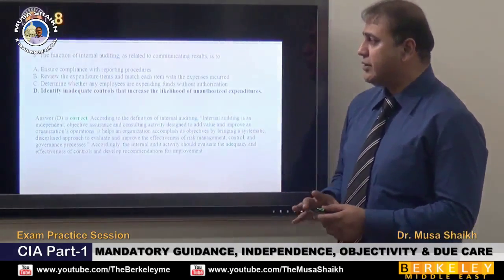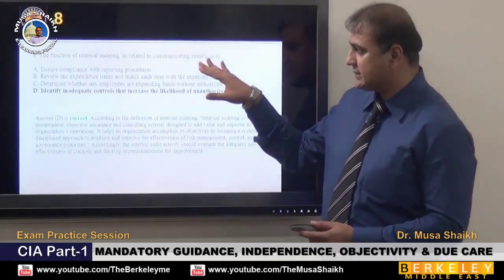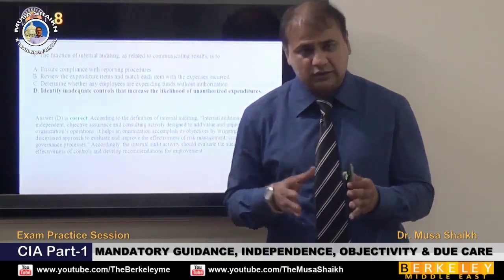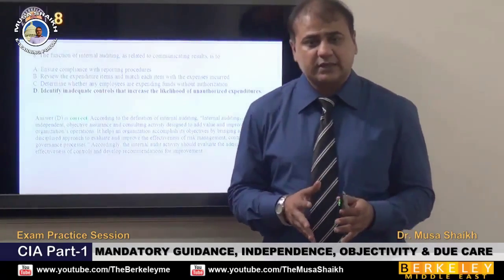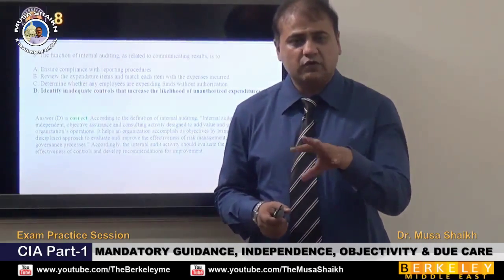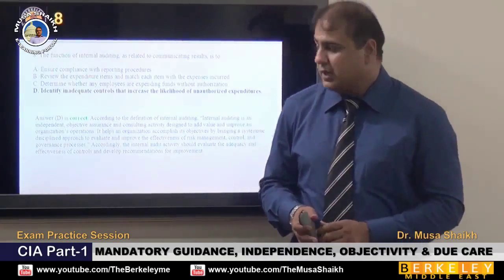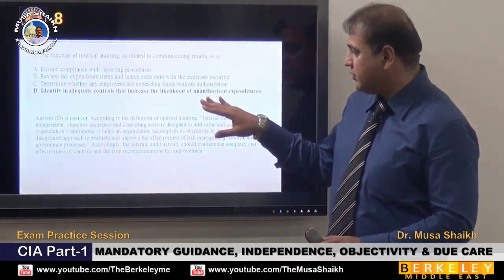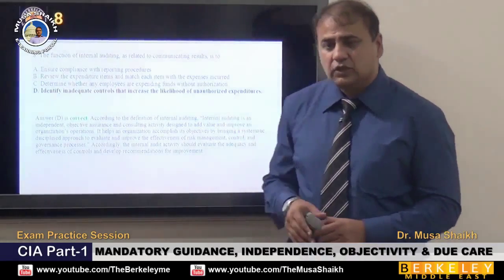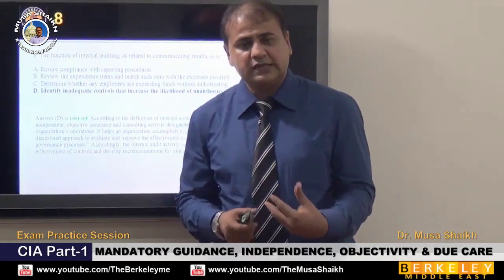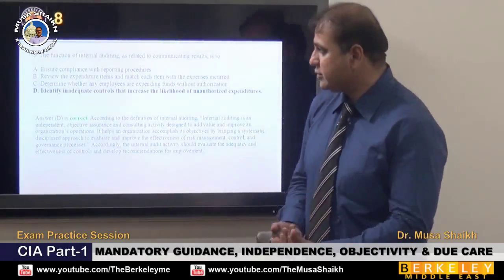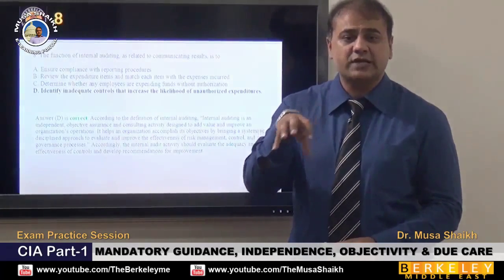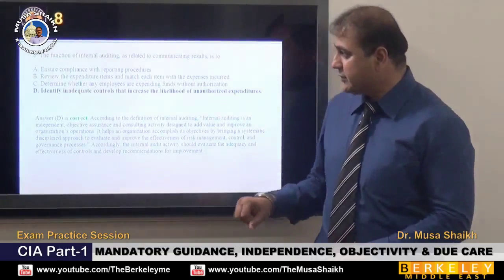Then he says the function of internal auditing as related to communication of results. Now, like once we are planning internal audit, then audit will be communicated. Like from here and there, how departments will work with each other. There should be a communication channel, right? Based on that, identify inadequate controls that increase the likelihood of unauthorized expenses. Means you will try to report those things which are related to internal controls. That is more into the reporting part, that internal audit is more concerned about inadequate controls. The key word is inadequate controls.